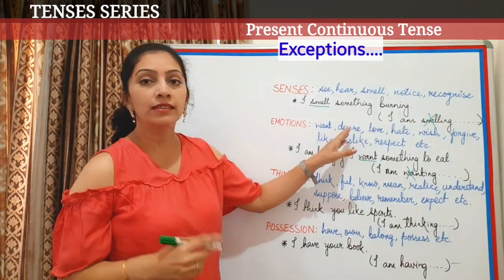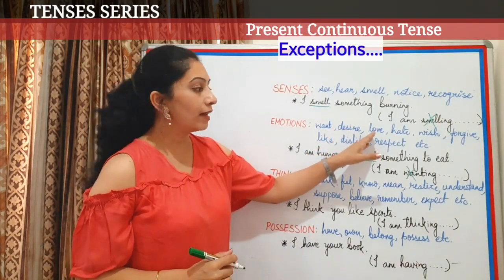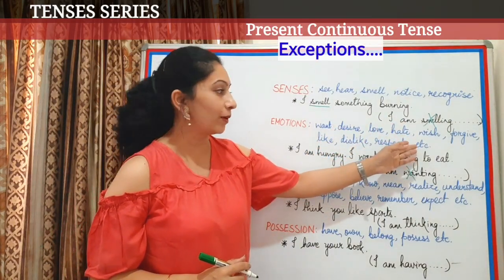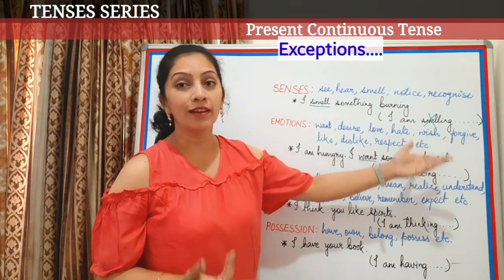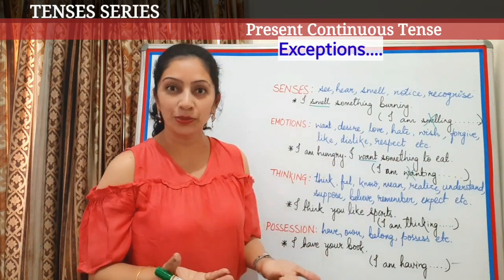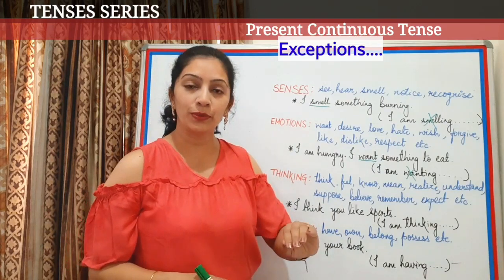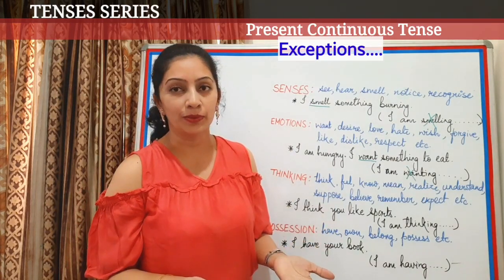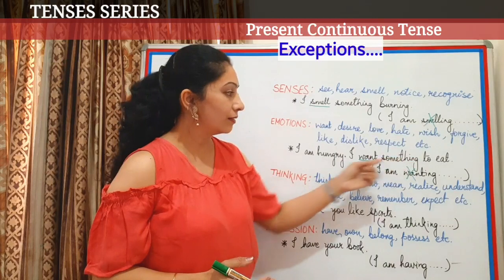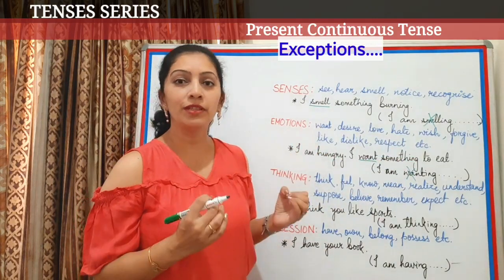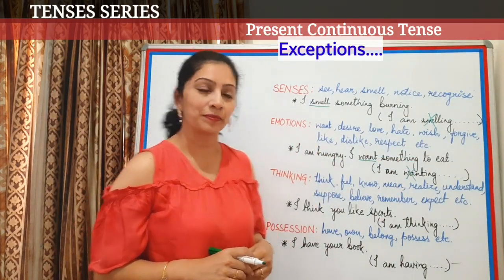I desire someone in my life. I love my mother. I hate that boy. I wish to have a car, not I am wishing to have a car. I forgive you, not I am forgiving you. So these verbs you have to keep in your mind while speaking.